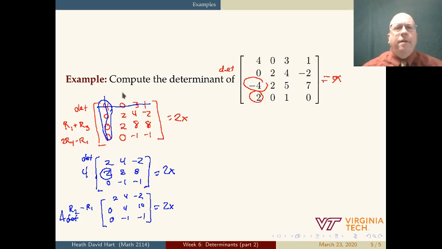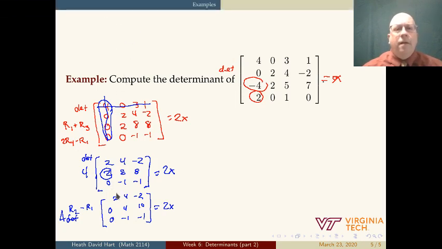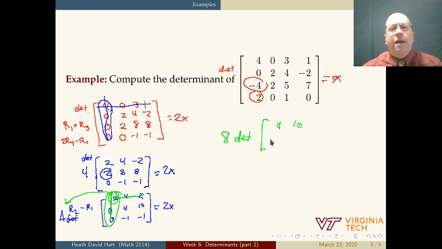But once again, we have a column that's in echelon form. We can eliminate the column and the row, but the 2 has to come out in front. And so now we have 8 times the determinant of 4, 10, negative 1, negative 1 equals 2x.